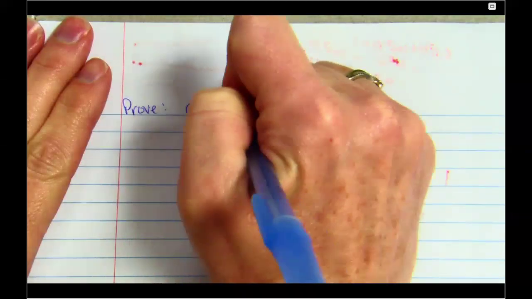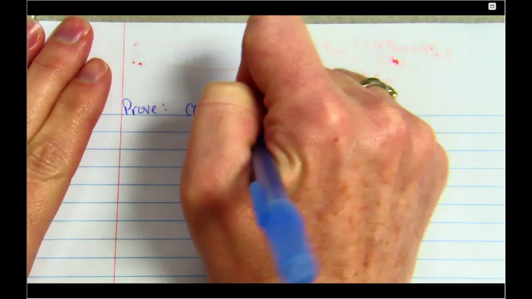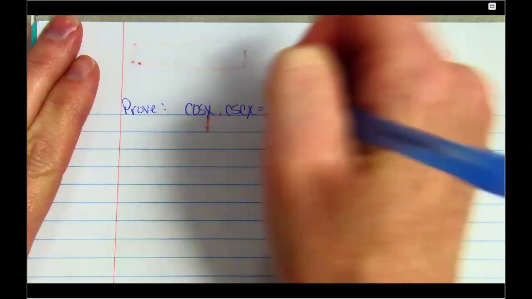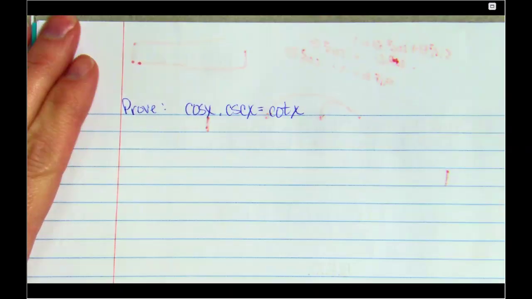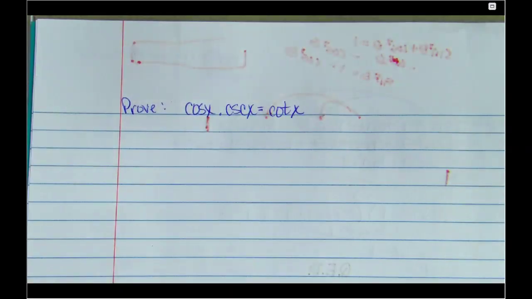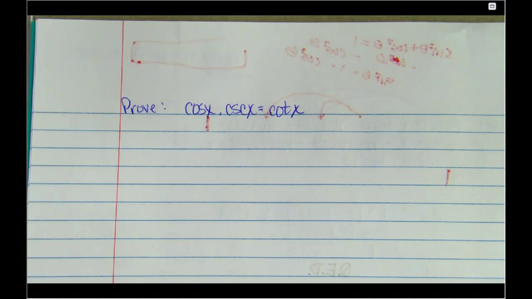So cosine x cosecant x is equal to cotangent x. Okay, so we're going to prove cosine times, that's a times, it's just in a funny spot. Cosine times cosecant is equal to cotangent. Okay, so I want you to listen to me again. If it is multiplication, you don't need to, but your best play is to turn everything into terms of sines and cosines.